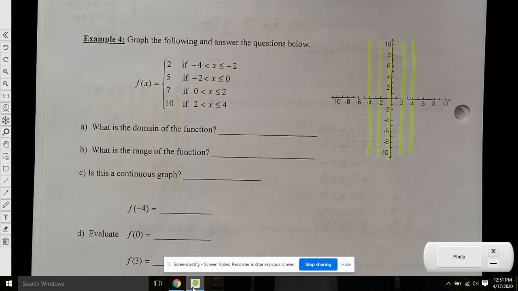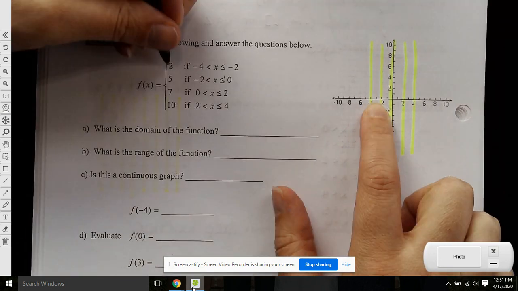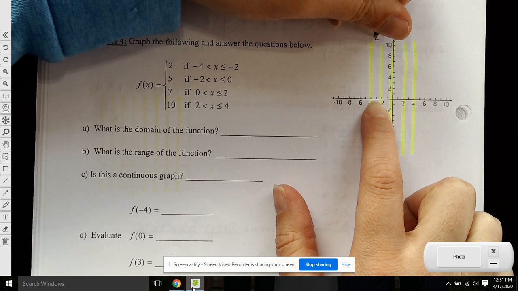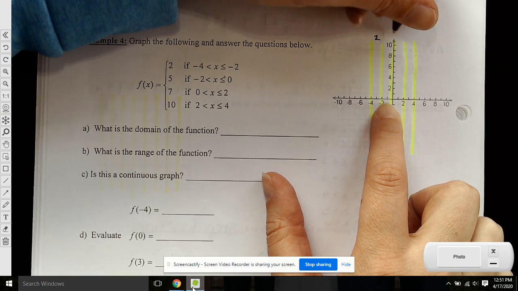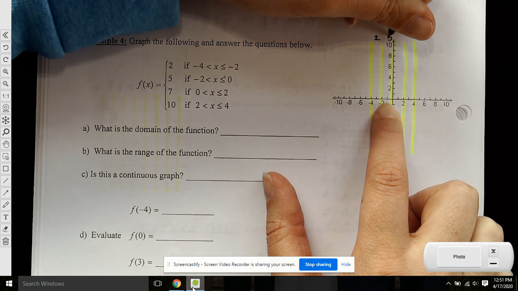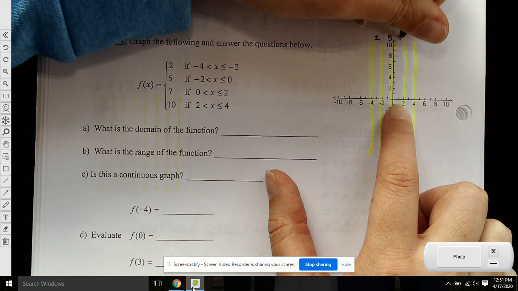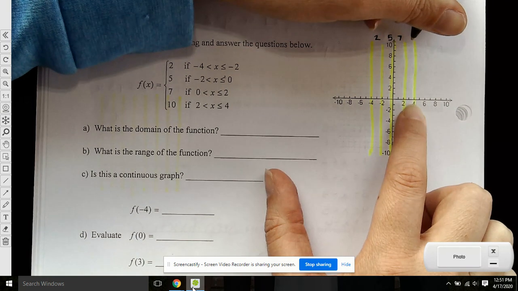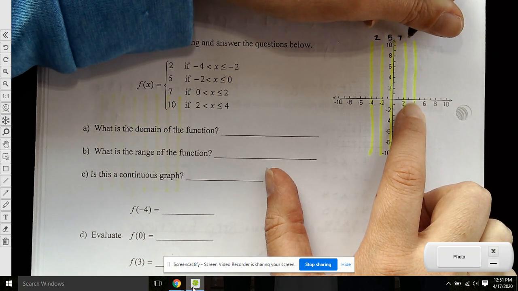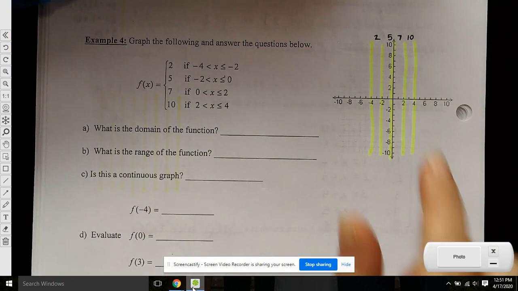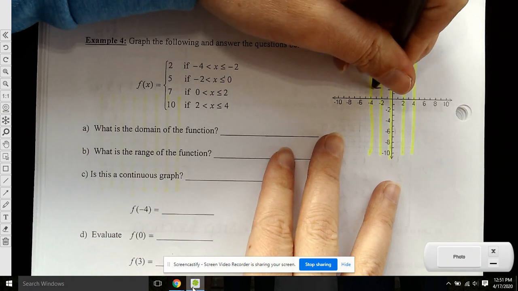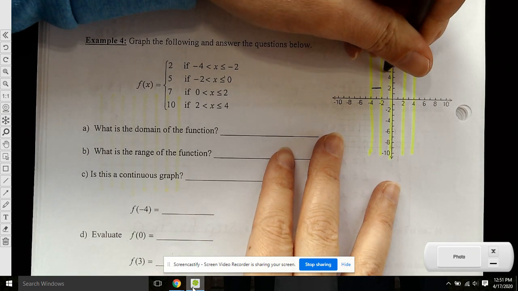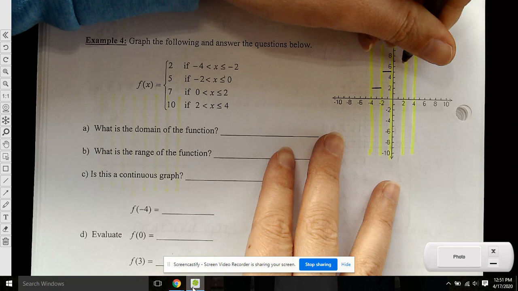In the first section between -4 and -2, I have the function 2. In the next section, between -2 and 0, I have 5. In the next one, I have 7 between 0 and 2. And in the next one, between 2 and 4, I have 10. So what I know here is these are all constant functions, and I can already tell this is going to end up being a step function. So I can connect these at their respective level.